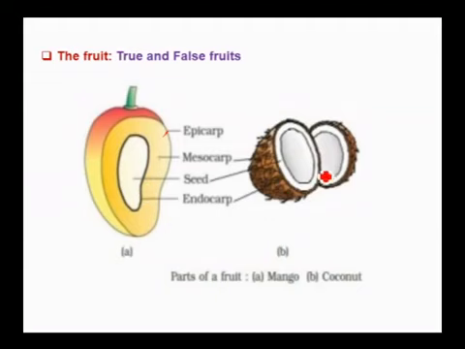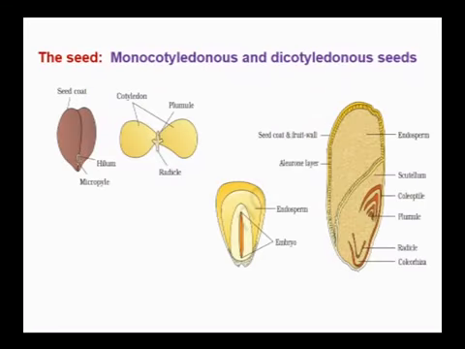In another diagram, a coconut, whose epicarp is peppery, mesocarp is fibrous, endocarp is stony, and here the endosperm is edible, having endospermic fluid. Both are true fruits. They come under drupe. Let us come to the next slide.